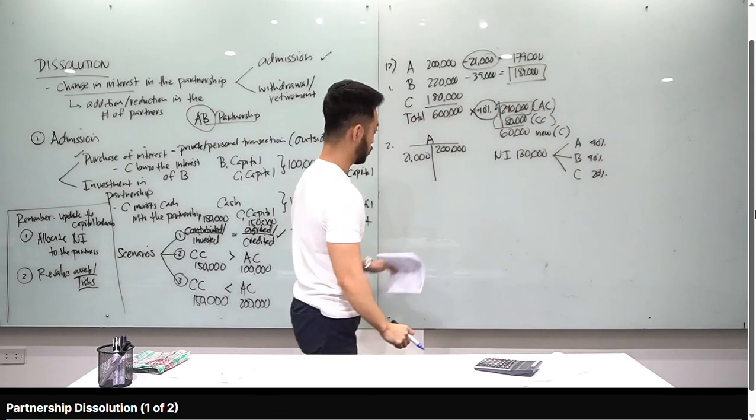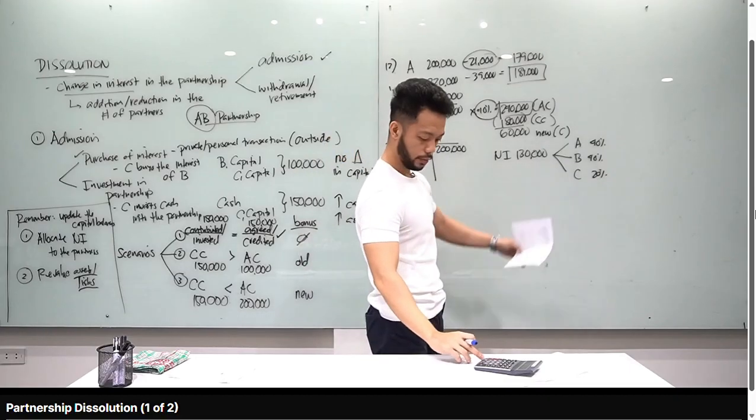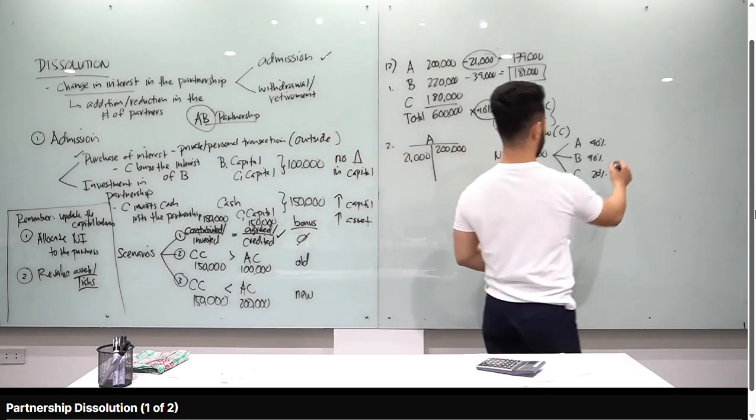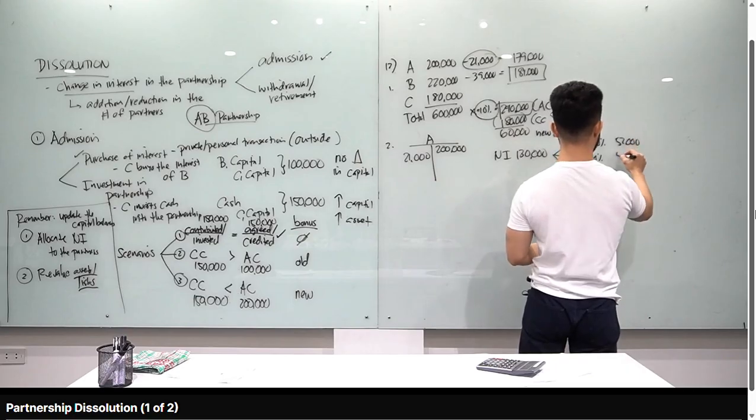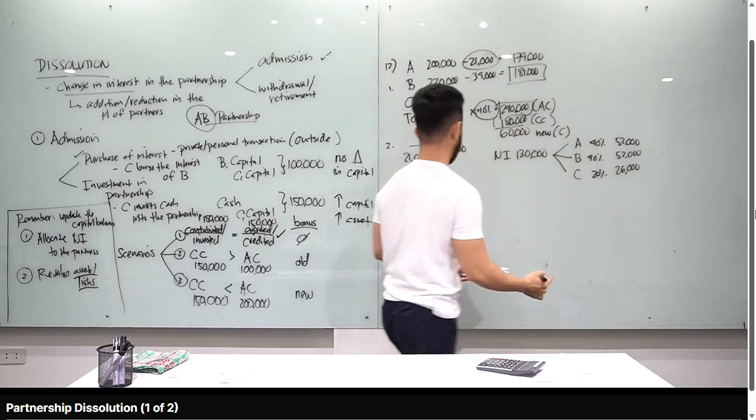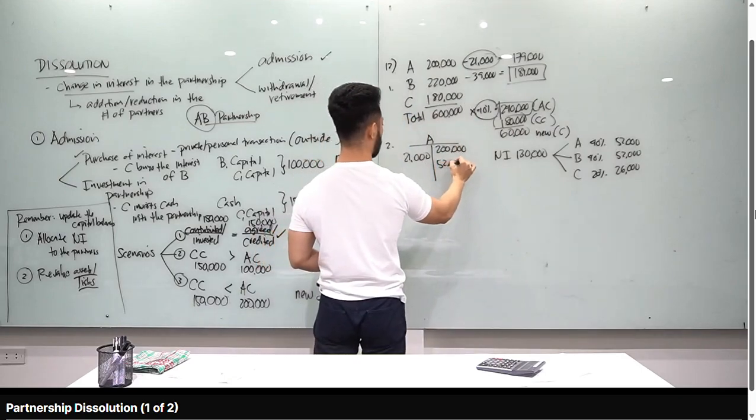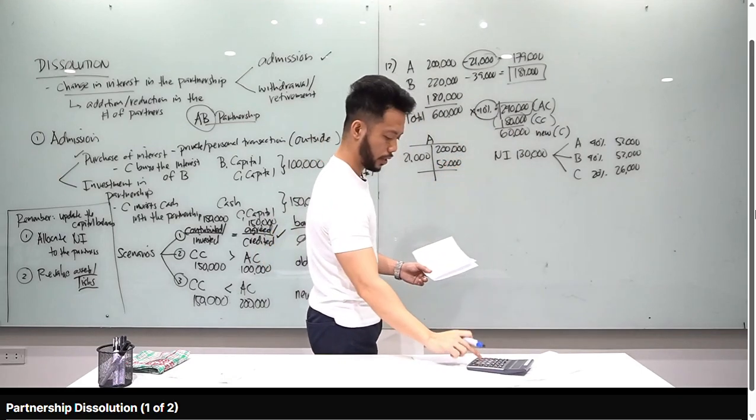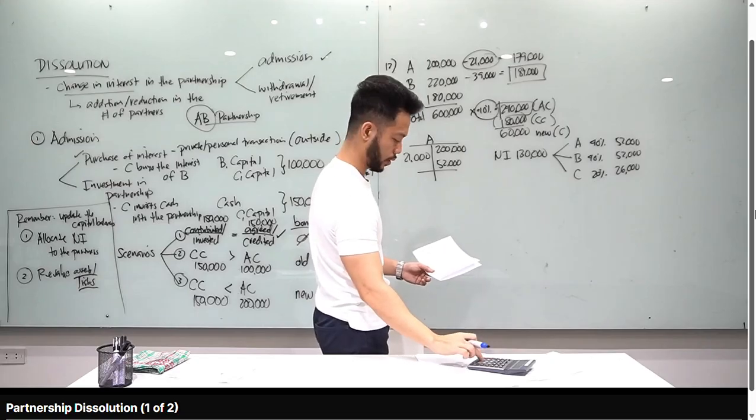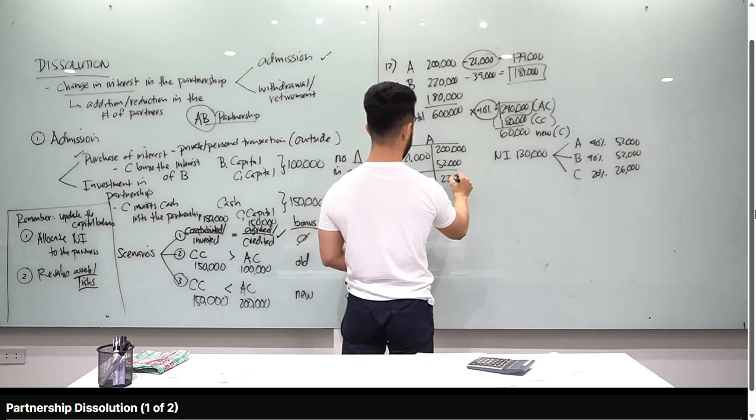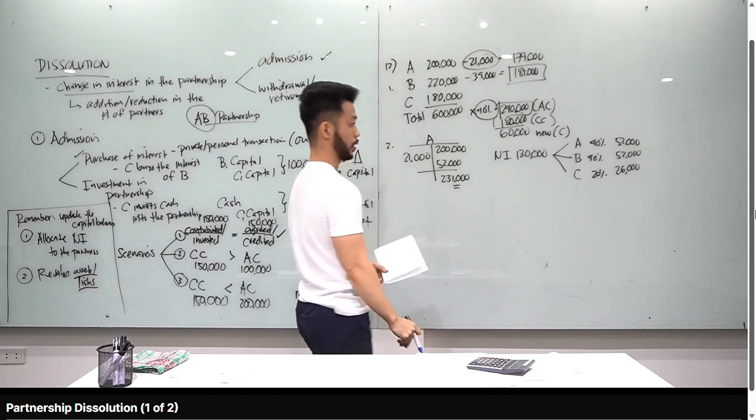So, ibig sabihin, class, yung income kay A, 130,000 times 40%, 52,000. So, 52,000 allocated to A, 52,000 for B, and then, ano ba yung kalahati ng 52,000? 26,000. So, lagay natin dito, kay A, 52,000. Therefore, ending balance of A, 200 plus 52 minus 21,000. Answer, 231,000 for A. Letter A yung sagot natin for question number 2.